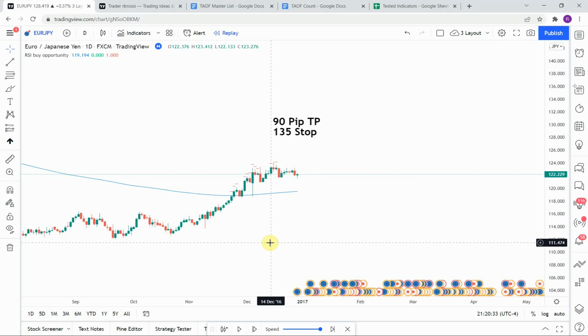Today we will be testing the RSI buy opportunity indicator.